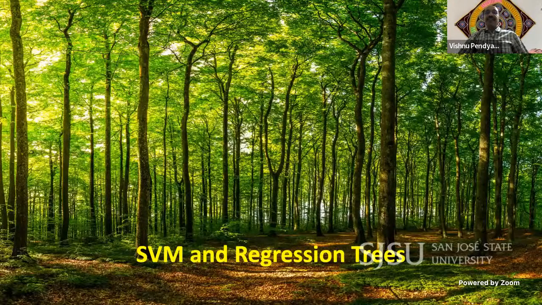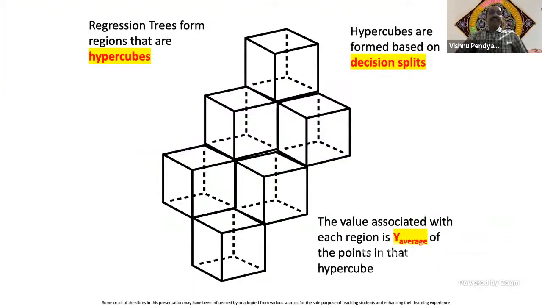And how about regression trees? Regression trees form regions like this. So they are hypercubes. In the two-dimensional case, they form straight lines, but in the multi-dimensional case, the decision trees form hypercubes. Each hypercube can be considered as a region and as a decision split. So the value associated with each region, for the points in that hypercube, is the y.